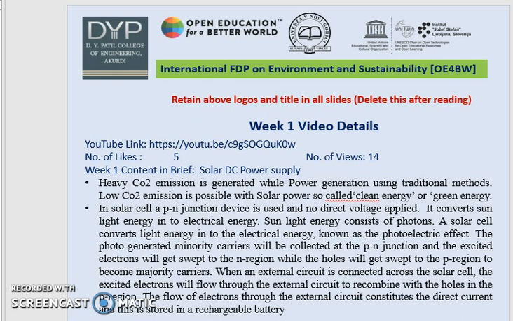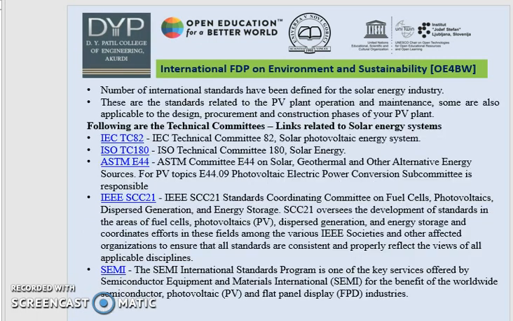When an external circuit is connected across the solar cell, the excited electrons will flow through the external circuit to recombine with the holes in the P region. The flow of electrons through the external circuit constitutes the direct current and this is stored in the rechargeable battery.